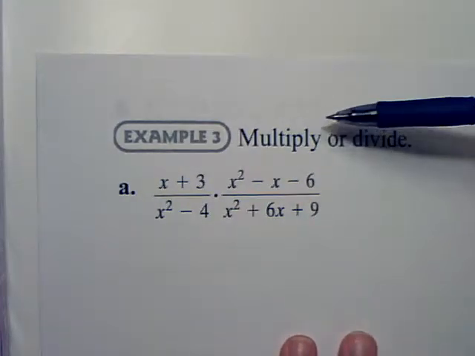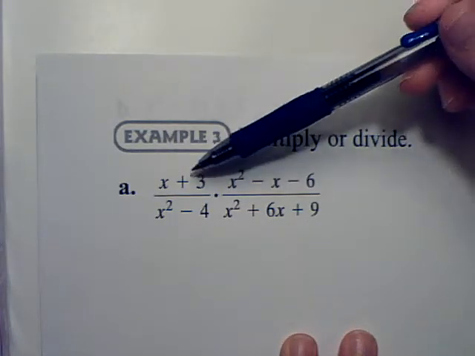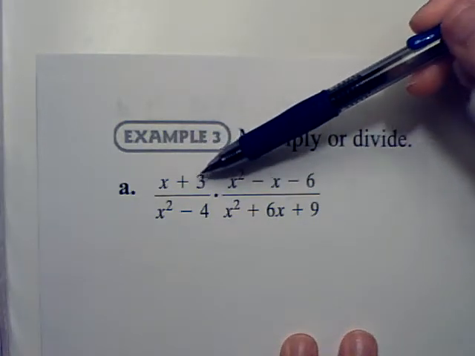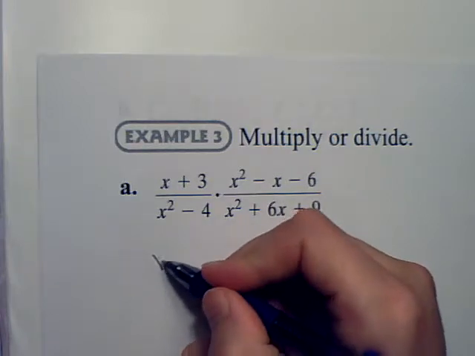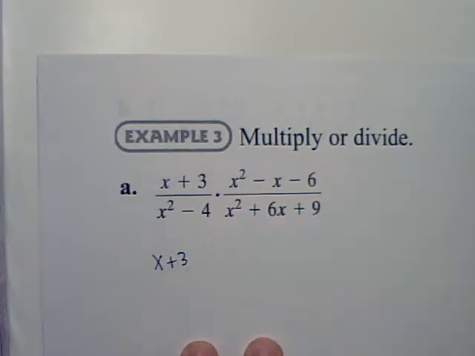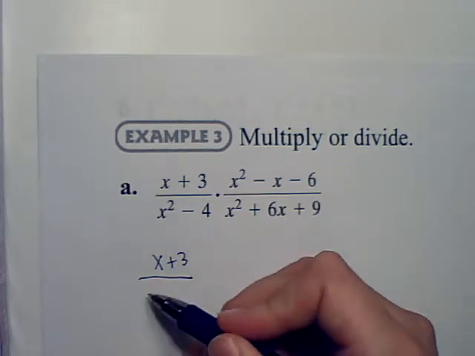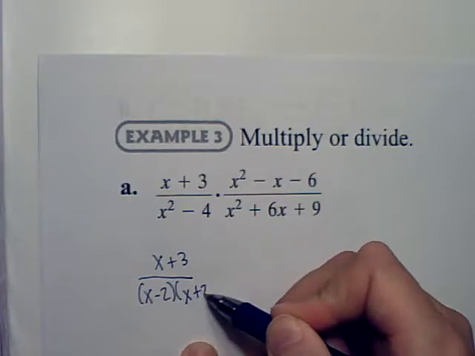So this one, it says multiply or divide, and we have the multiplication there. So kind of starting in the top left, we see if we can evaluate anything here or factor. With this just being x plus 3, there's nothing we can do. So I'm just going to rewrite this here as x plus 3 in the top left. Looking at this denominator, again, we've got a difference of squares problem. We'd have x minus 2 and then x plus 2.